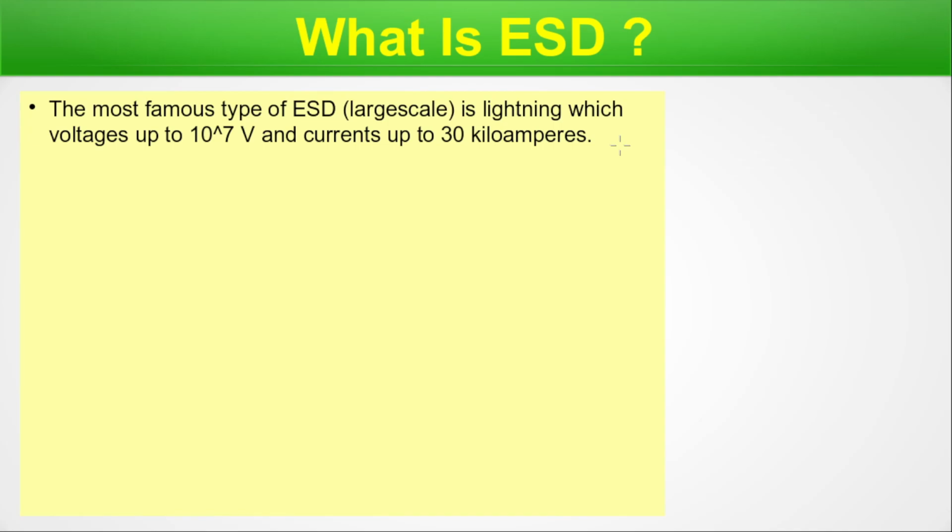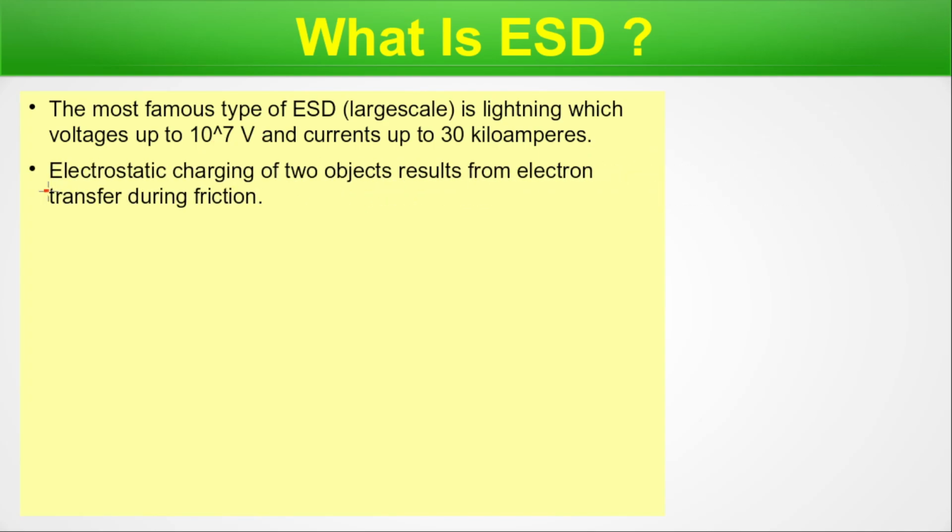However, when we are talking about ESD in IC, that is the VLSI, we are talking about the ESD that you cannot visualize, that happens only inside the circuit and at a very miniature level. However, in your day-to-day life, the largest and the biggest ESD, that is the electrostatic discharge, that you can see is the lightning, which has a voltage in the order of 10 to the power 7 volt and current in the order of 30 kiloampere. Now, electrostatic charging of 2 objects results from electron transfer during friction.